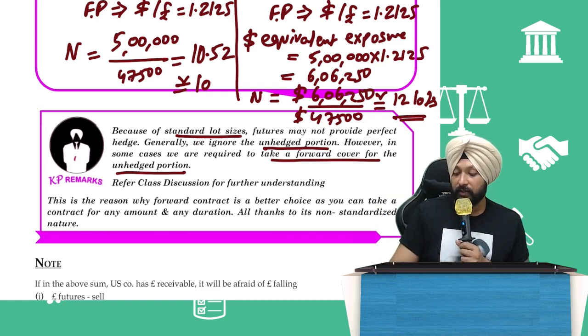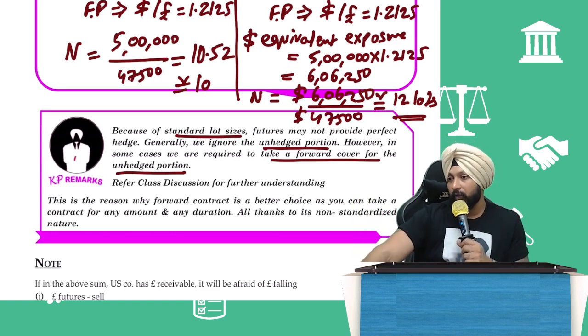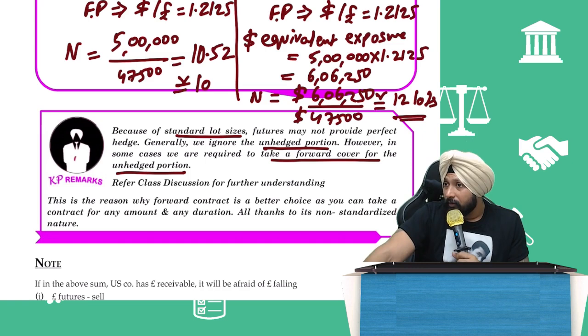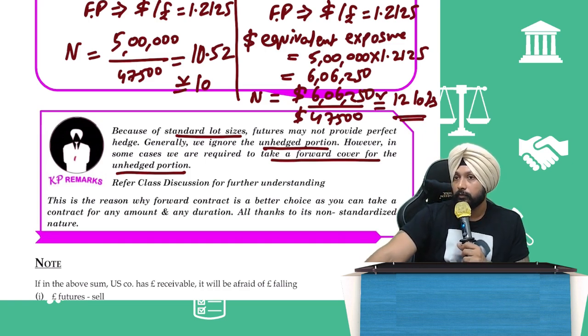Which means in this case, guys, you took 12 lots, no? Each lot is worth how much? 47,500. Do it on your calc. 12 into 47,500. 5 lakh? Okay, whatever you got. Minus 606250. 36,250 you got. On that 36,250, you should book a forward cover.